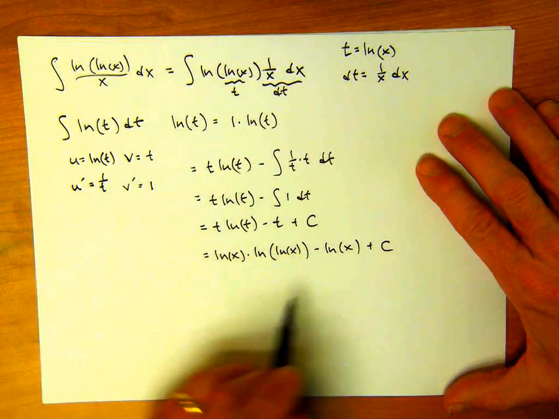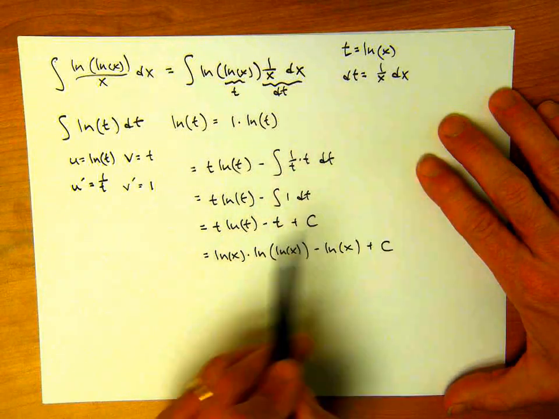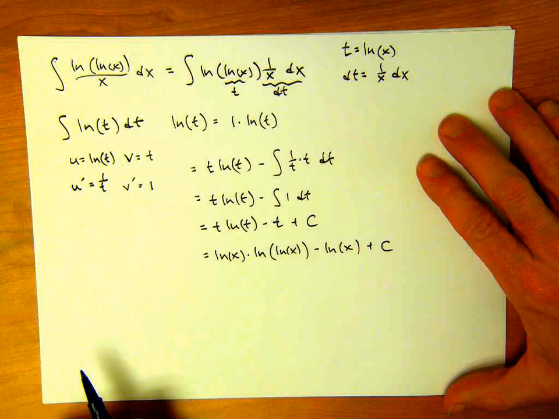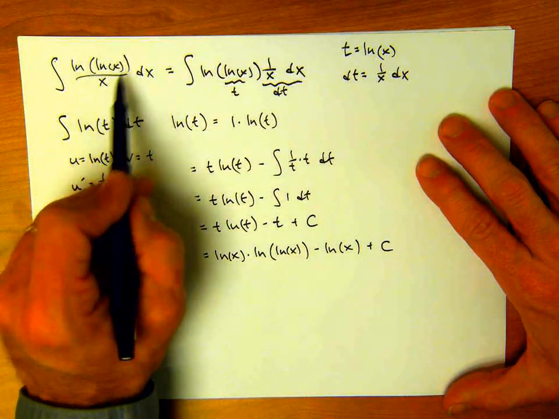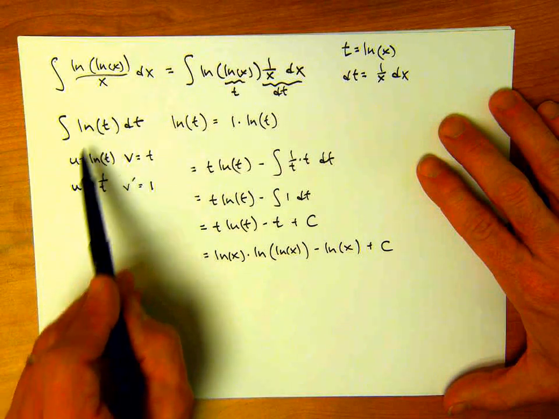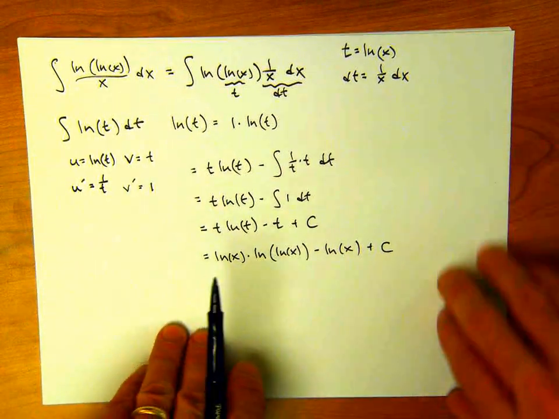Okay, so this is what we get, just basically taking this substitution, putting natural log of x back in for t. So the trick here was to recognize that we needed to do a substitution first, and then we reduced it to something we could use integration by parts on.